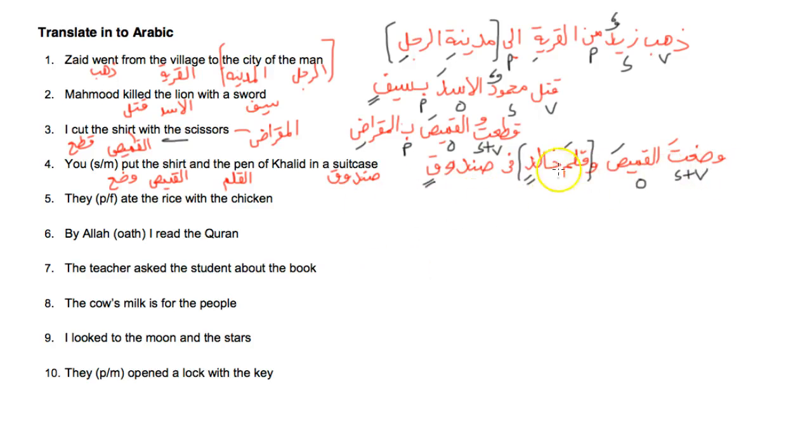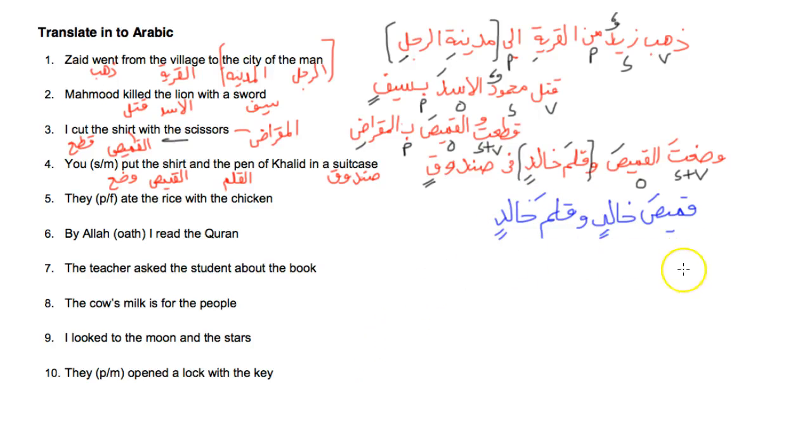Now, some of you, what you did was, you said the shirt and pen of Khalid, meaning the shirt of Khalid and the pen of Khalid. Now, if you write that, there's two ways that you can write that. You could have said قميص خالد وقلم خالد. Okay, قميص خالد وقلم خالد. You could have said it like that.